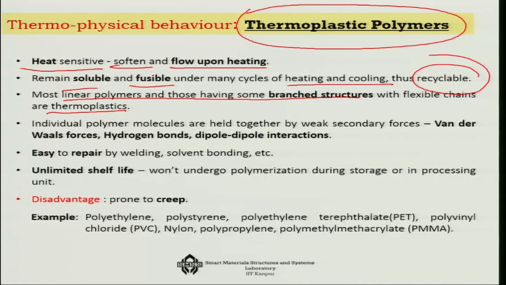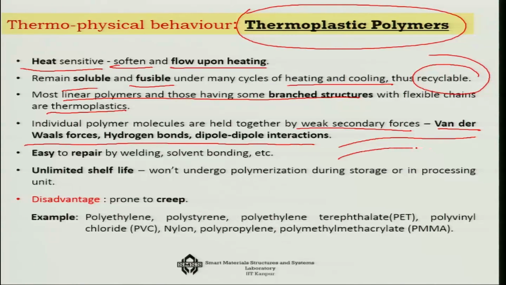Now, individual polymer molecules are held together by weak secondary forces like van der Waals force, hydrogen bonds, dipole-dipole interactions. These are the general type of weak bonds between the two chains. So, I have one chain and I have another one. Between them, the force that actually works is either van der Waals force or hydrogen bond or dipole-dipole interaction, and these are all weak bonds, and that is why mechanically also they are weaker, particularly in the transverse direction.